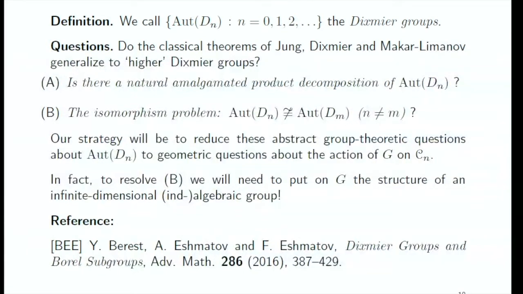So the short answer: the approach is the following. We will put on this group an ind-algebraic structure, making it an ind-algebraic group. Then we look at the so-called Borel subgroups and classify them. Then we show that Borel subgroups can be characterized in purely group-theoretic terms, just as abstract groups. And then we will show that the conjugacy classes of Borel subgroups in here and here determine the number n.